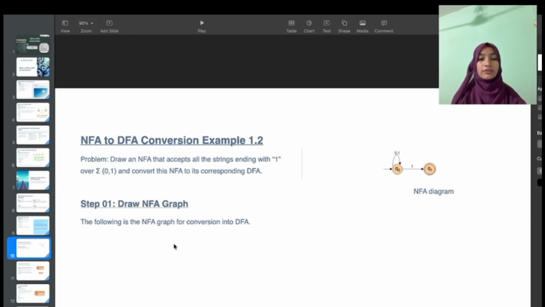Draw NFA graph. First, we draw the NFA graph. Here, Q0 is the start state and Q1 is the final state. From Q0 on input 0, the machine stays in Q0. On input 1, it can stay in Q0 or move to Q1. State Q1 represents that the string ends with 1, so Q1 is the accepting state.